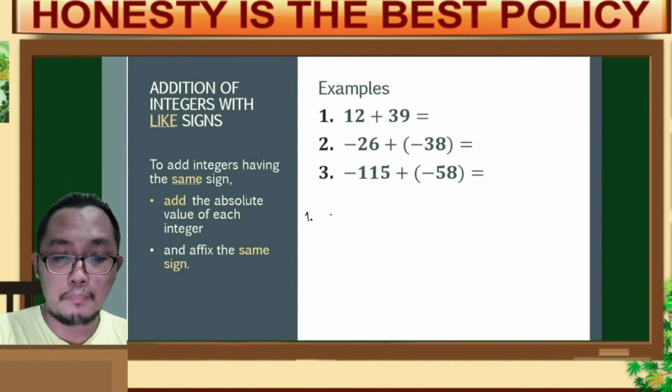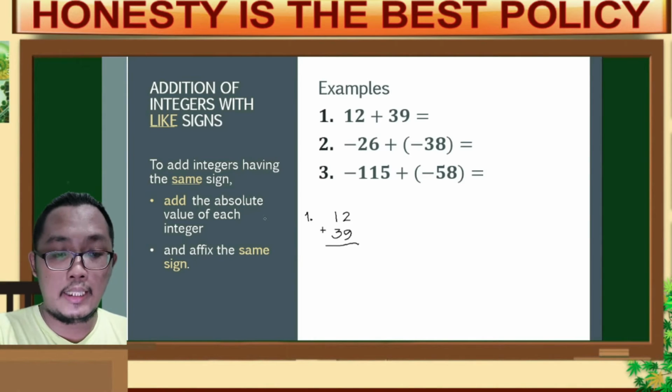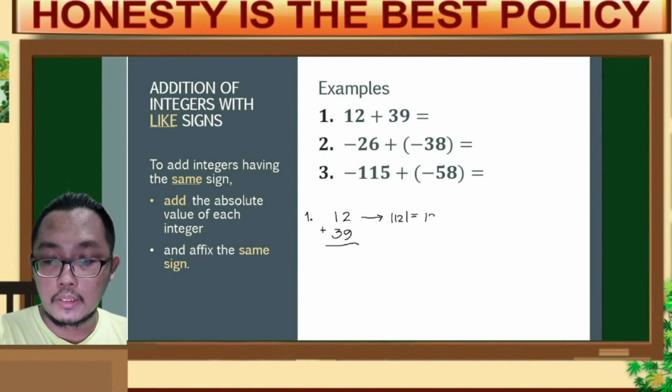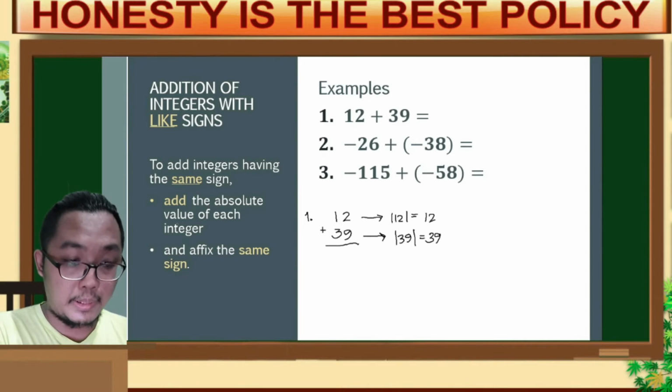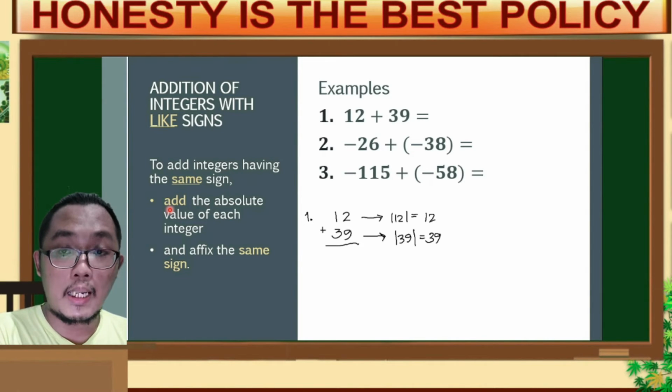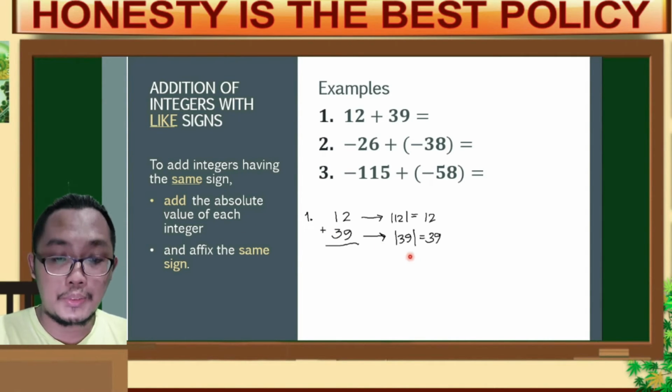So let us have the first example. We have 12 plus 39. Since the definition talks about the absolute value, let us identify first the absolute values of those given integers. So this has an absolute value of 12, which is equal to 12, while this one has the absolute value of 39, which happens to be equal to 39. Then, based on this rule, we must add those absolute values.